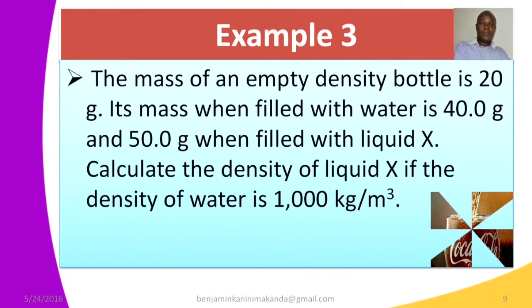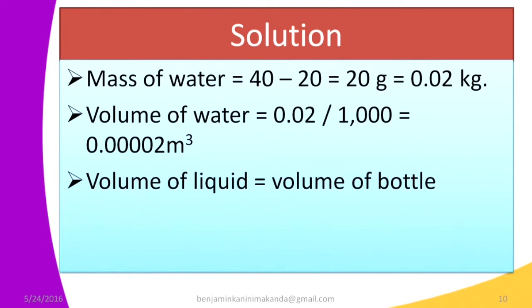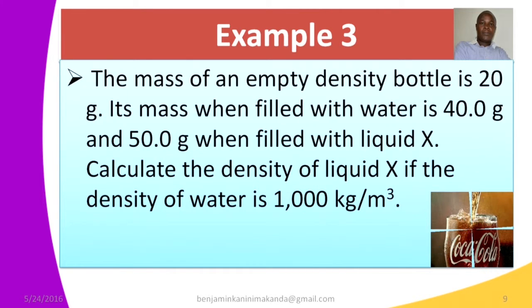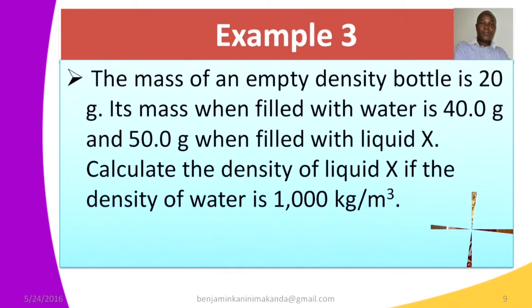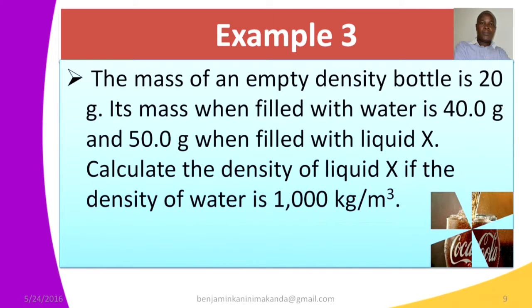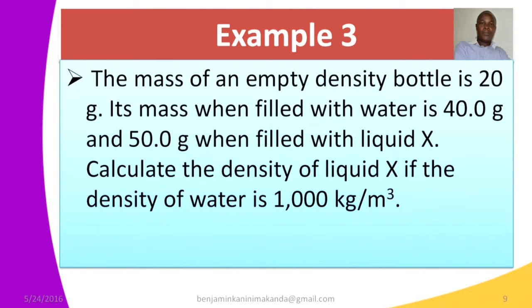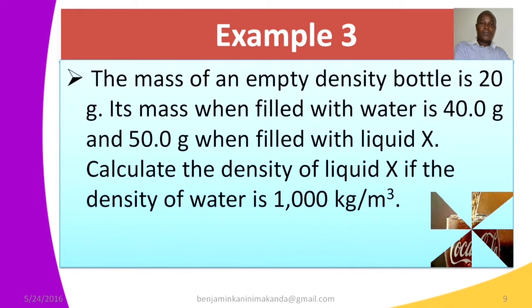I'll go through the question once more. The mass of an empty density bottle is 20 grams. Its mass when filled with water is 40.0 grams and 50 grams when filled with liquid X. Calculate the density of the liquid if the density of water is 1,000 kilograms per meter cubed. Now, in this case, we have the mass of the density bottle. When it is empty, it has nothing, it's 20 grams. Its mass when filled with water is 40 grams. And when filled with the liquid X, it has a mass of 50 grams.